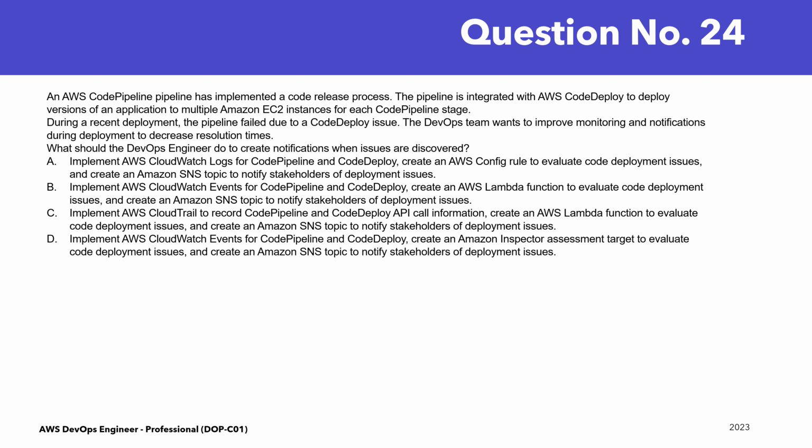deployment issues. C. Implement AWS CloudTrail to record CodePipeline and CodeDeploy API call information. Create an AWS Lambda function to evaluate CodeDeploy issues, and create an Amazon SNS topic to notify stakeholders of deployment issues. D. Implement AWS CloudWatch Events for CodePipeline and CodeDeploy. Create an Amazon Inspector assessment target to evaluate CodeDeploy issues, and create an Amazon SNS topic to notify stakeholders of deployment issues. Correct answer, B.